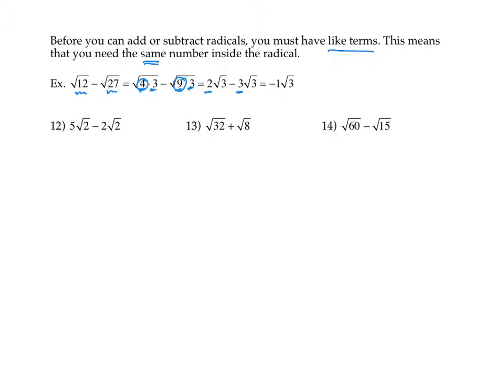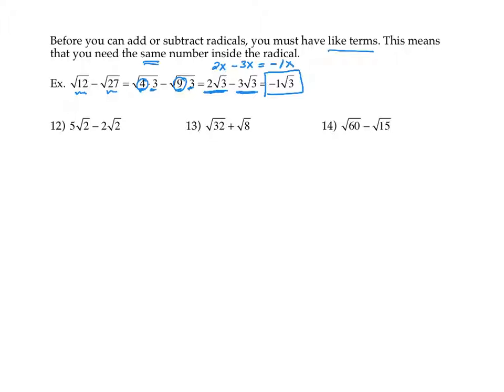Now in this case, the radical kind of acts like a variable would. If you had 2x minus 3x, you know you'd have negative 1x. So notice that the radical doesn't change, just like the x doesn't change when we're doing addition and subtraction. So this means we have 2 square roots of 3 minus 3 square roots of 3. So we have negative 1 square root of 3 as our final answer.